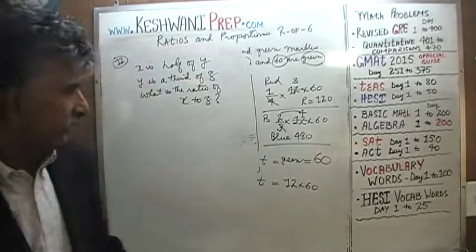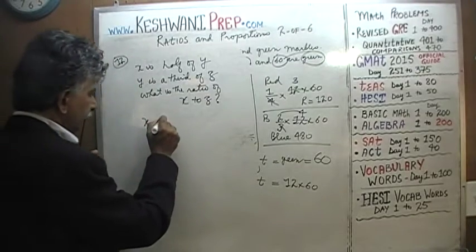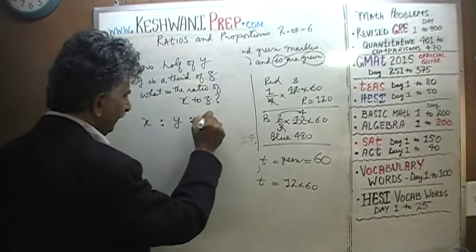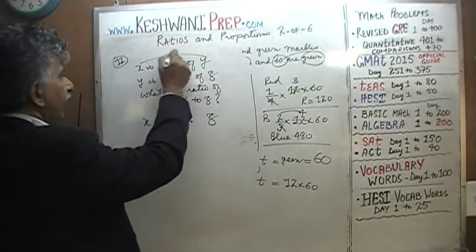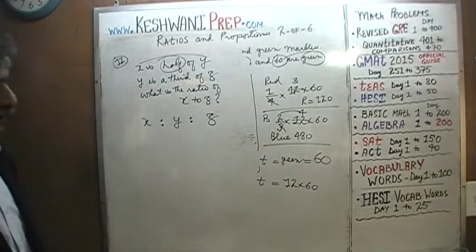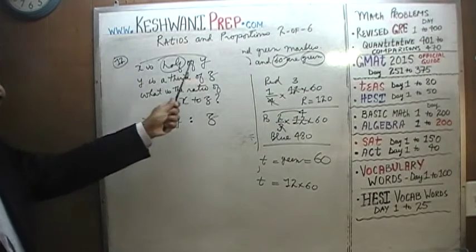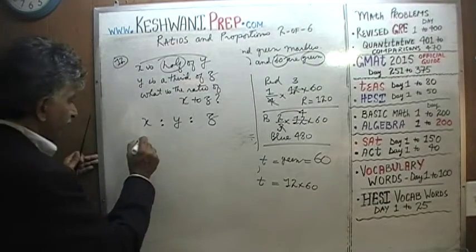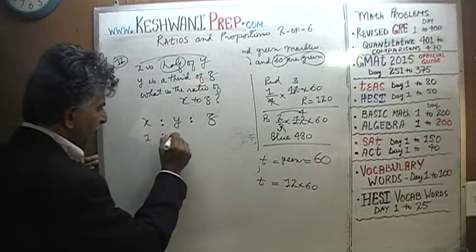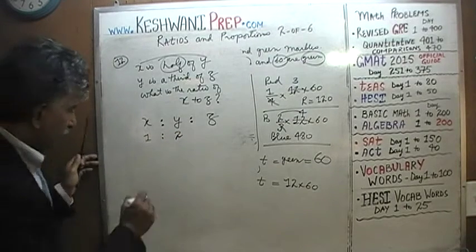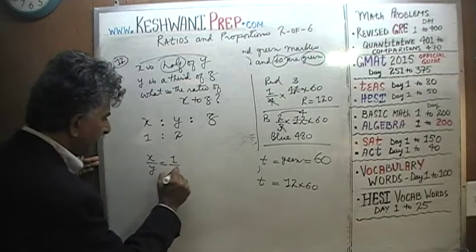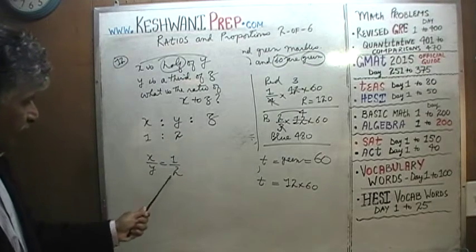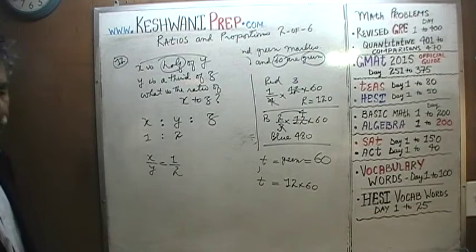We have three variables here, x, y, and z, and we are told that the ratio of x to y is half. So whatever x is, y must be twice as much. So if x is 1, y must be 2, because we know the ratio of x to y has to be half.